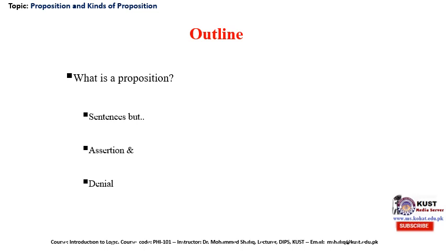But what is a proposition? Propositions are all those sentences which assert or deny something. That would mean that all propositions are sentences. But we cannot say with surety that all sentences are propositions. How? Because as I said, the peculiarity of a proposition is that it is such a sentence which asserts or denies something. That means it is a declarative sentence. It passes a judgment. For example, if I say this table is brown, it is a proposition.